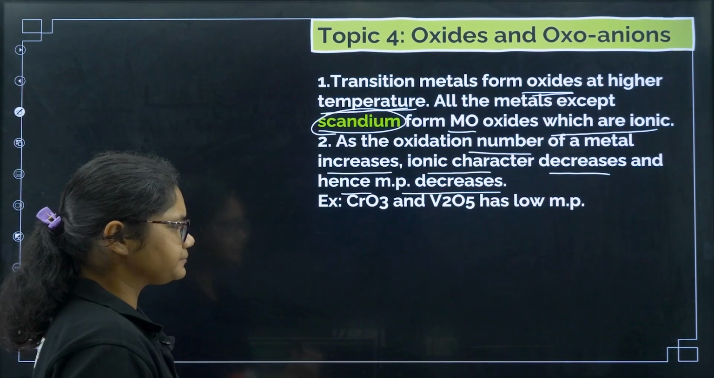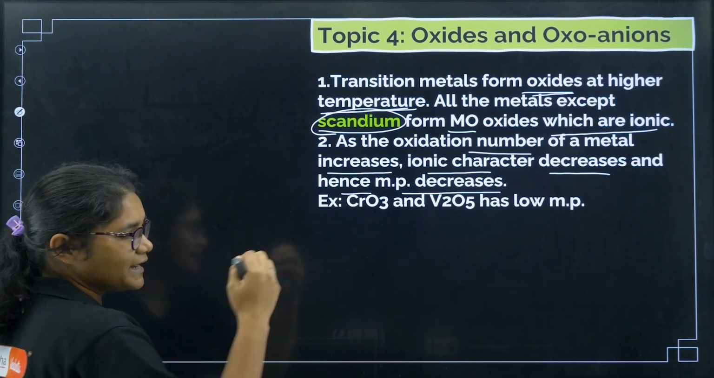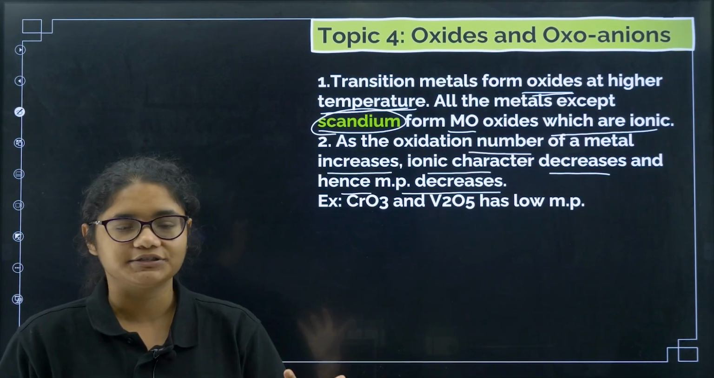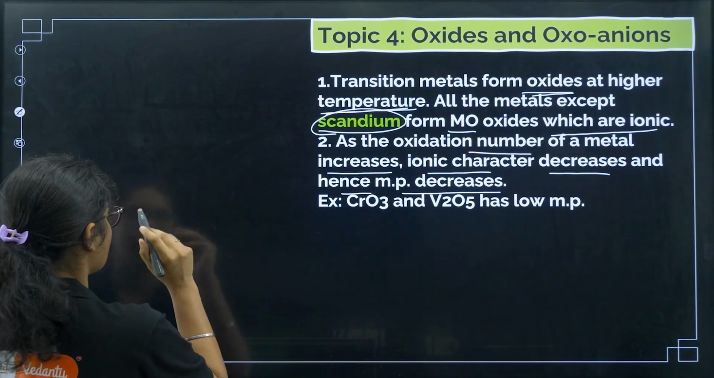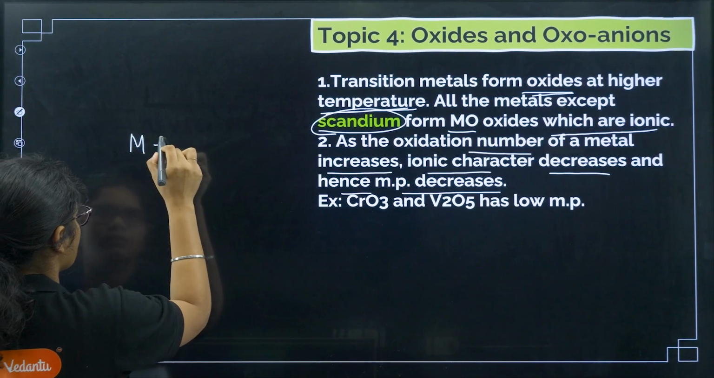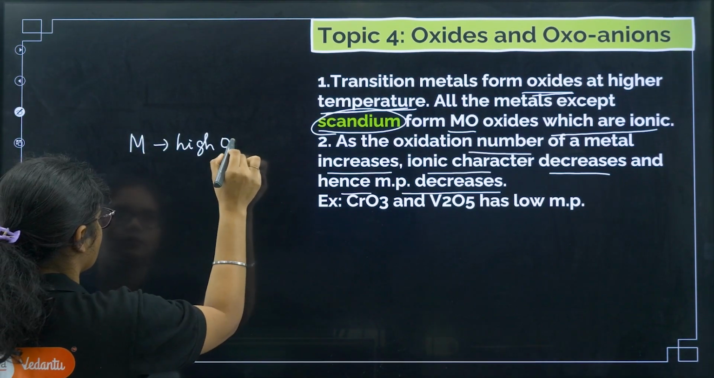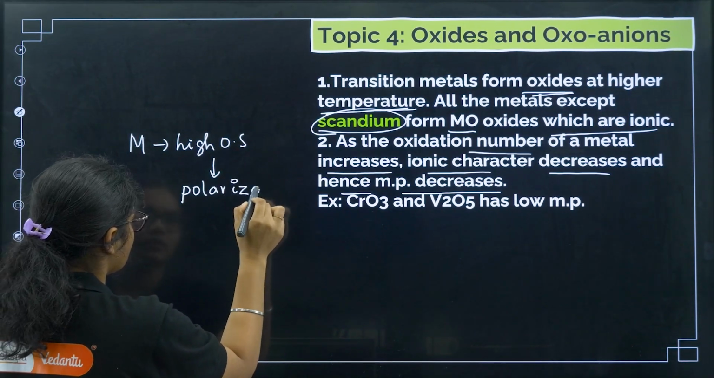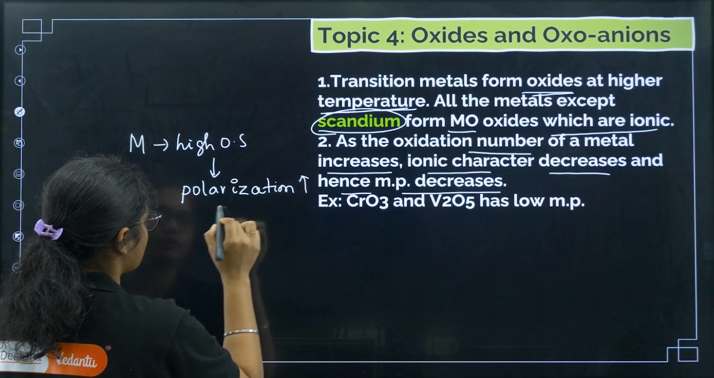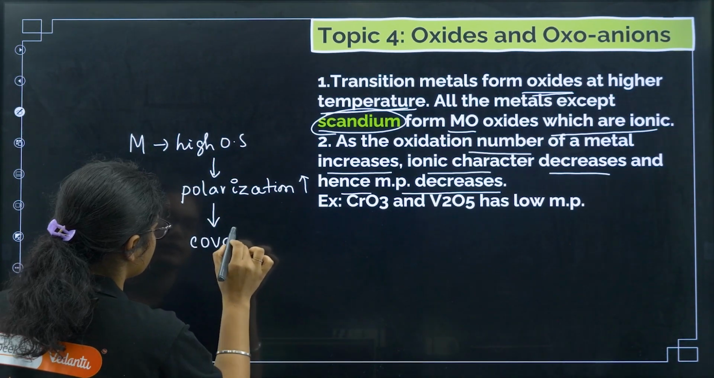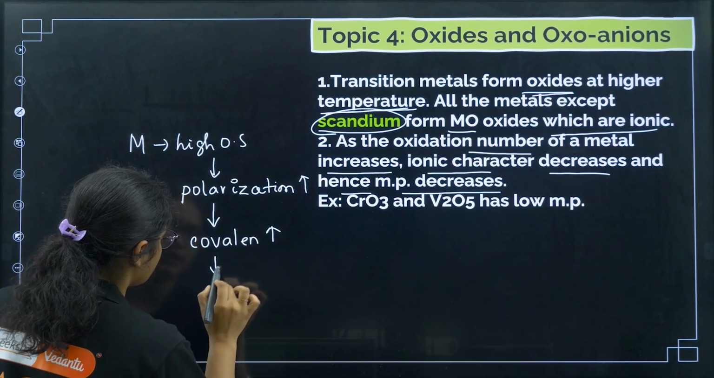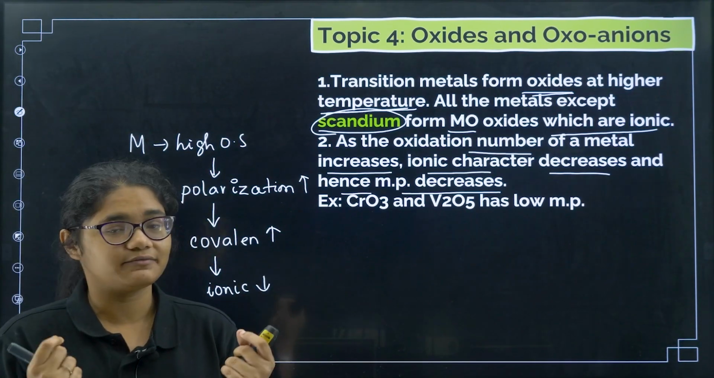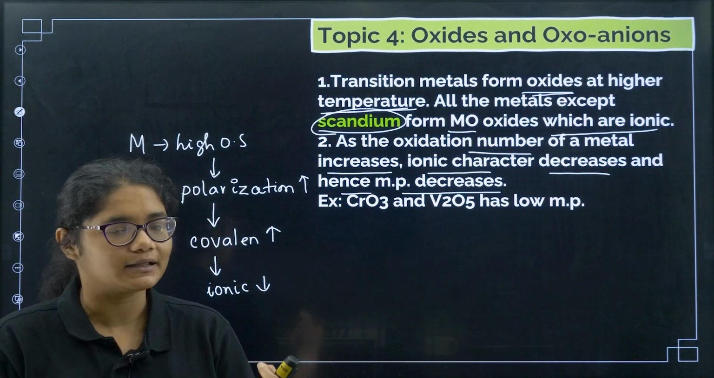Okay, so I'll tell you here what happens when the oxide is formed and the metal has a high oxidation state. In that case the polarization power increases. So let us note it down. When the metal is in a high oxidation state, what happens? Polarization increases. If polarization increases, then what will happen? Covalent character will increase. If covalent increases, then what can I say? Ionic decreases. Right? So now you know that ionic compounds have very high melting point and boiling point.